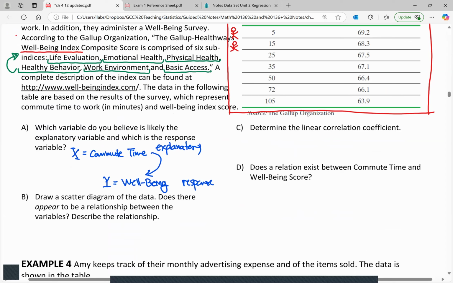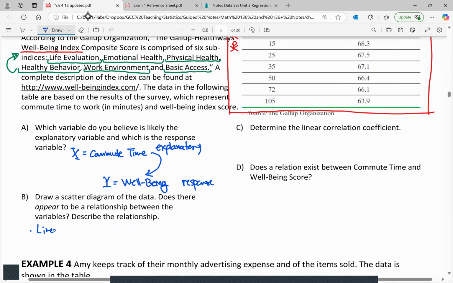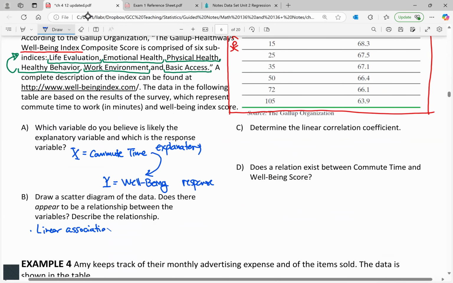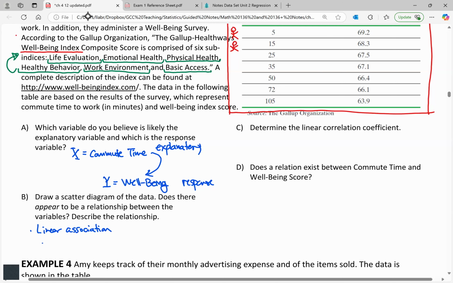Does there appear to be a relation? The answer is yes. There is a linear association, and that association is negative and fairly strong. So let me just go ahead and say strong negative.